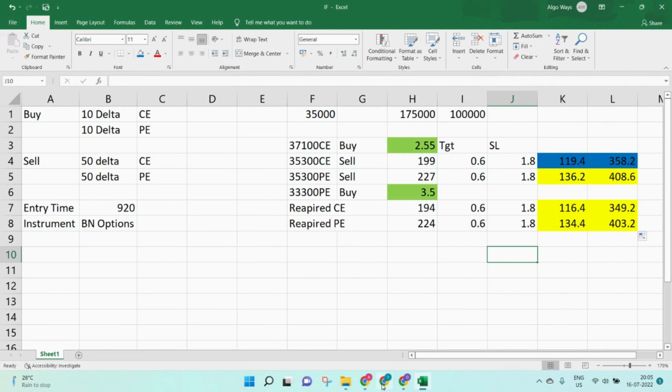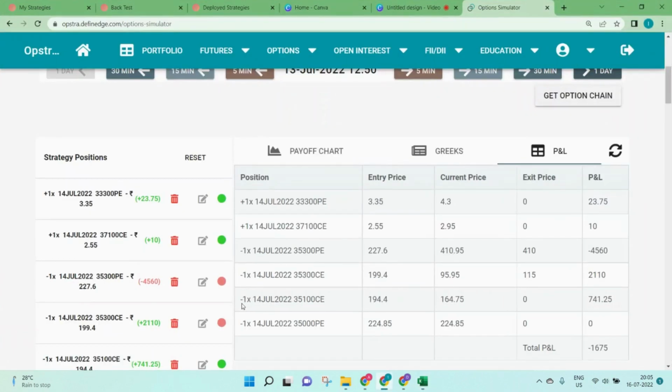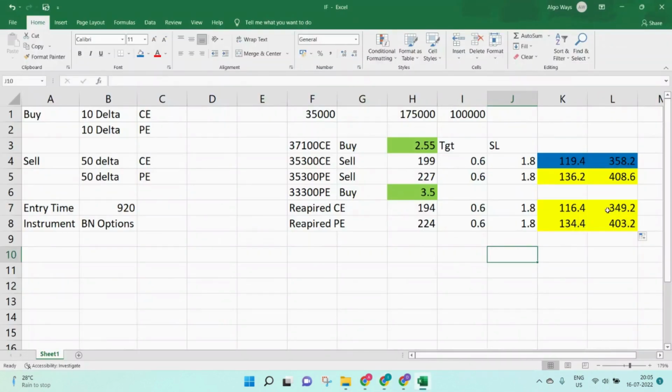Fine. So now if you see here, we are back to strangle again. CE is at 35,100, PE is at 35,000. So we are comfortable. We are now back to strangle. And now the levels are these: 349, 403, 116, 134.